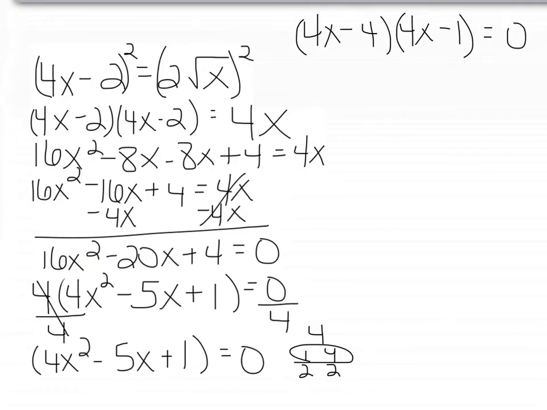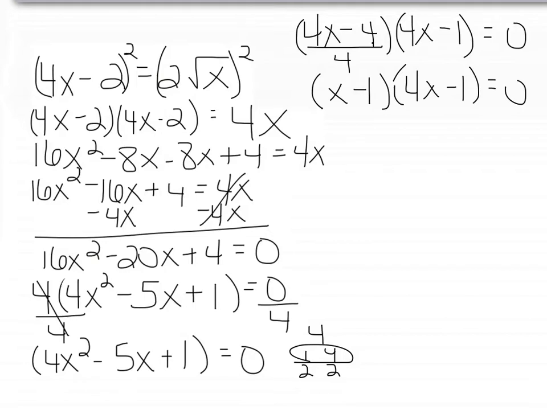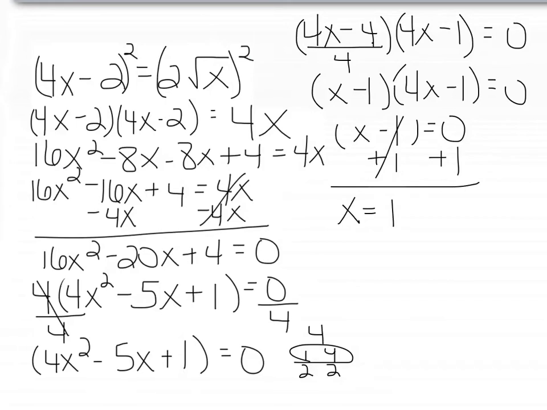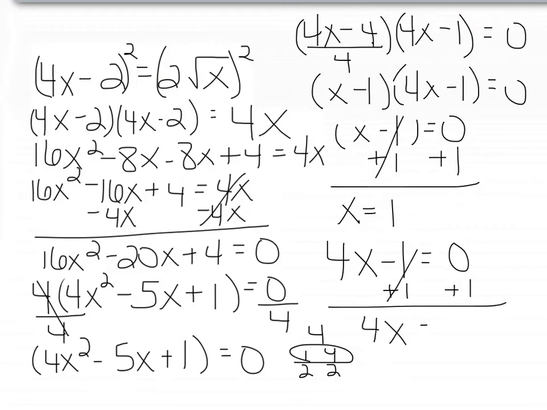Look at your houses, see if they have anything in common. This house has a 4 in common, so this becomes x minus 1. This house doesn't have anything in common, so it stays 4x minus 1. Once you've factored, you go ahead and set each house equal to 0. I'm going to add 1 to both sides, leaving me x equals 1. And then I'm going to set 4x minus 1, the other house, equal to 0. Add 1 to both sides, leaving you 4x is equal to 1. Divide both sides by 4, and you get x is equal to 1/4.